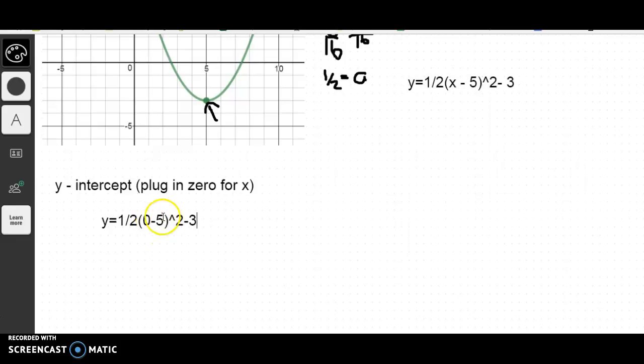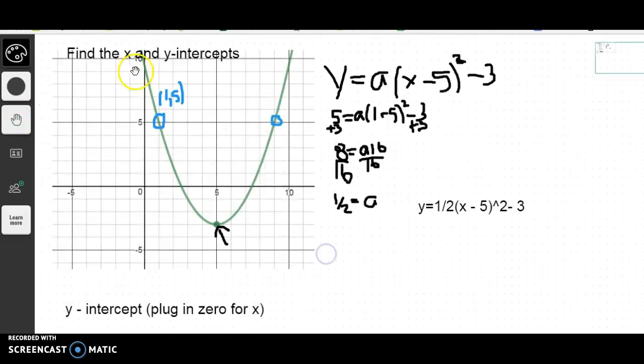And so you're going to get a decimal. You're going to get 9.5. So you know that your y-intercept is at x is 0 and y is 9.5. So if we go up to our graph, we can probably see that it crosses, yeah, just about 9.5.